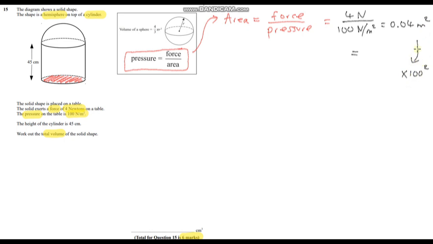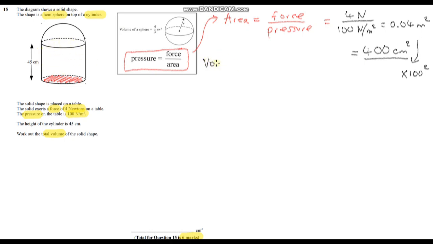So 0.04 times 100 squared, which is the same as 10,000. That gives us 400. So the area of our circle is 400 centimeters squared. So now we have the area in centimeters squared, and we've got the height in centimeters. Now we can work out the volume of our cylinder.